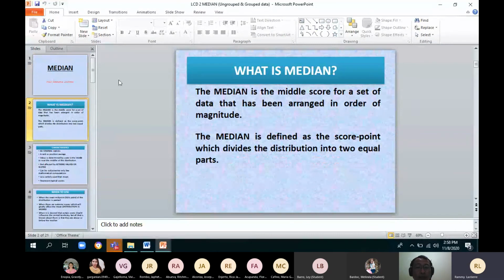Next, median. Now, the same also, median, consider the grouped and ungrouped data. The median is the middle score for a set of data that has been arranged in order of magnitude. The median is defined as the score point which divides the distribution into two equal parts.